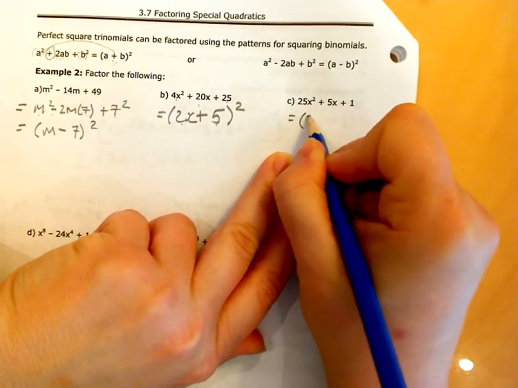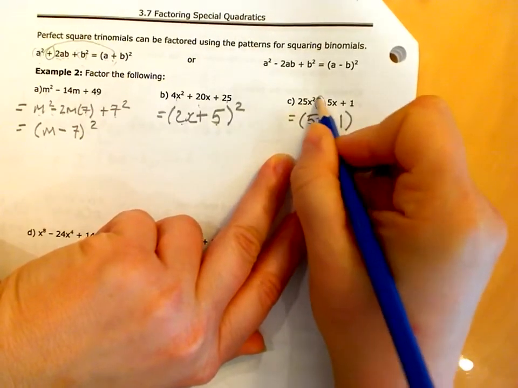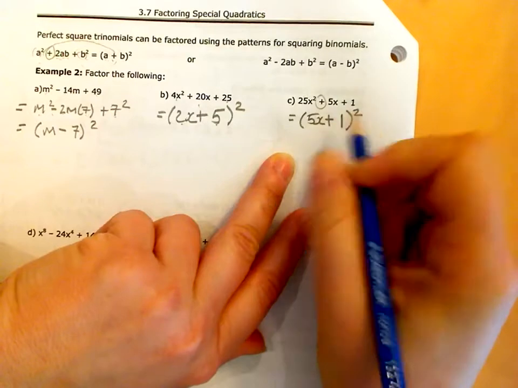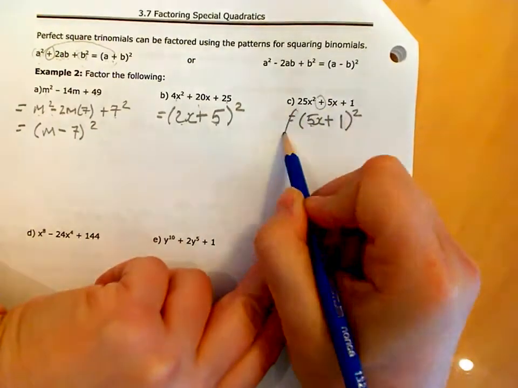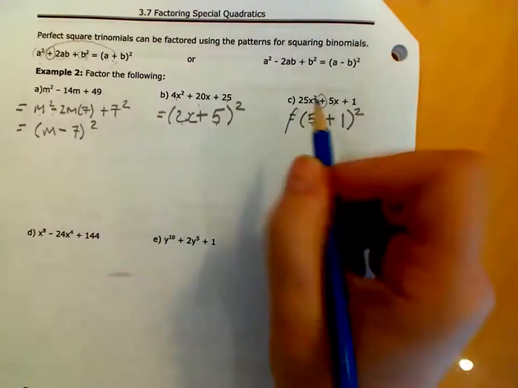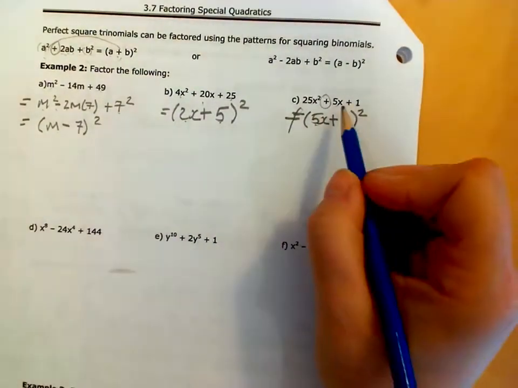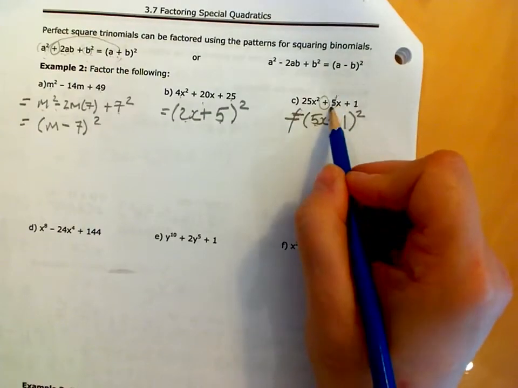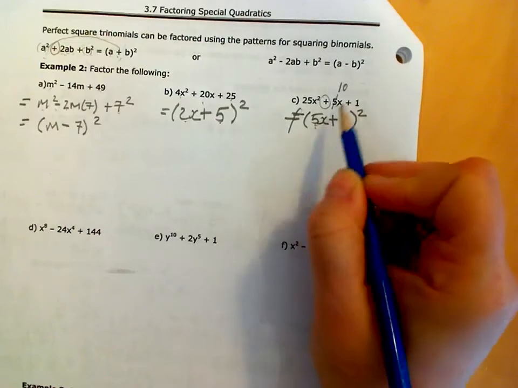This square root is that. This square root is that. This sign is that. And this times this doubled is not that, so it's not a perfect square trinomial. Not equal. This would have to be what number? Correct. This times this doubled is 10x.